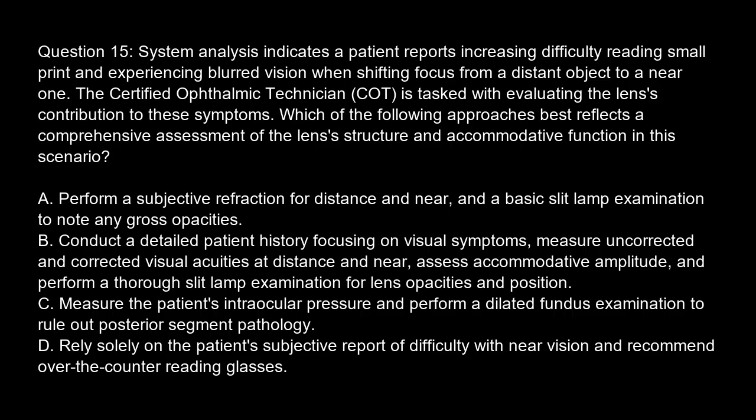Option A. Perform a subjective refraction for distance and near, and a basic slit lamp examination to note any gross opacities. Option B. Conduct a detailed patient history focusing on visual symptoms, measure uncorrected and corrected visual acuities at distance and near, assess accommodative amplitude, and perform a thorough slit lamp examination for lens opacities and position. Option C. Measure the patient's intraocular pressure and perform a dilated fundus examination to rule out posterior segment pathology. Option D. Rely solely on the patient's subjective report of difficulty with near vision and recommend over-the-counter reading glasses.